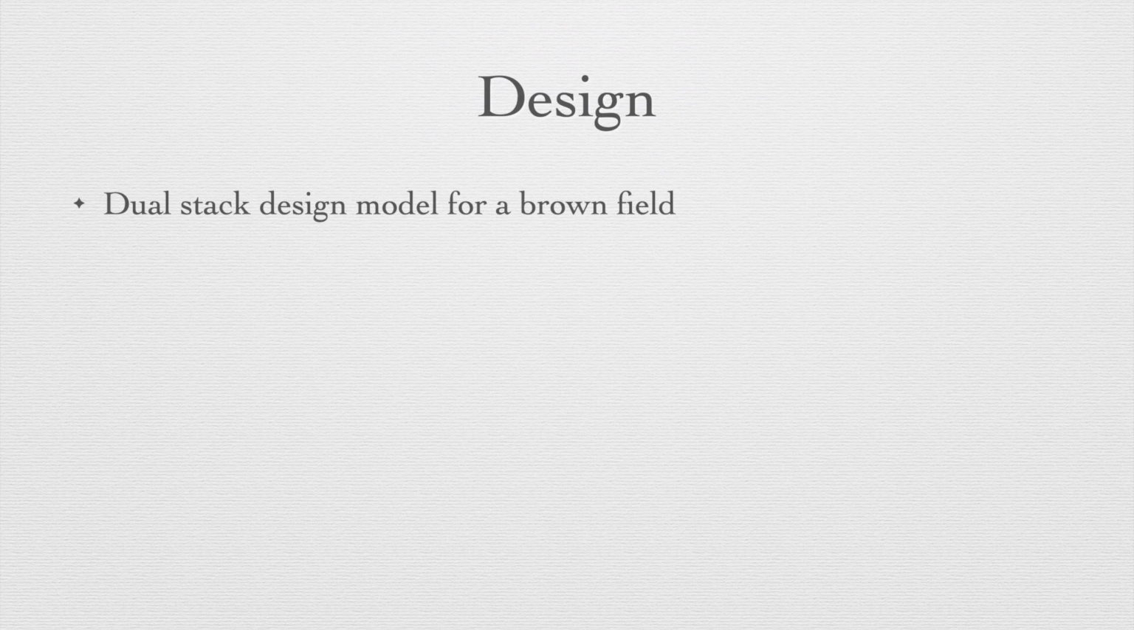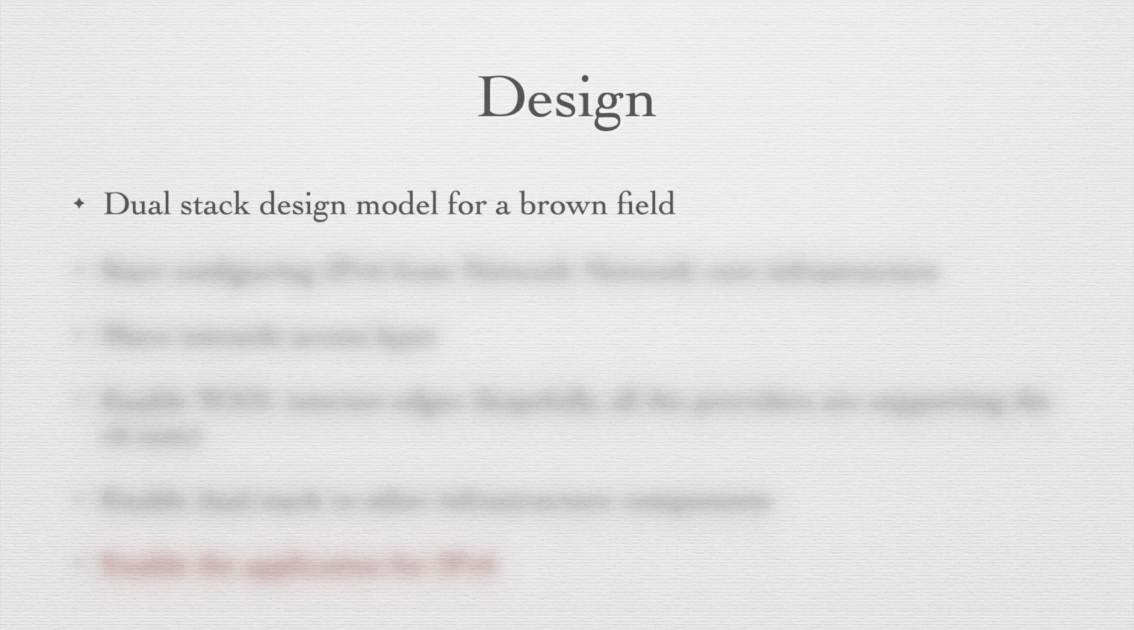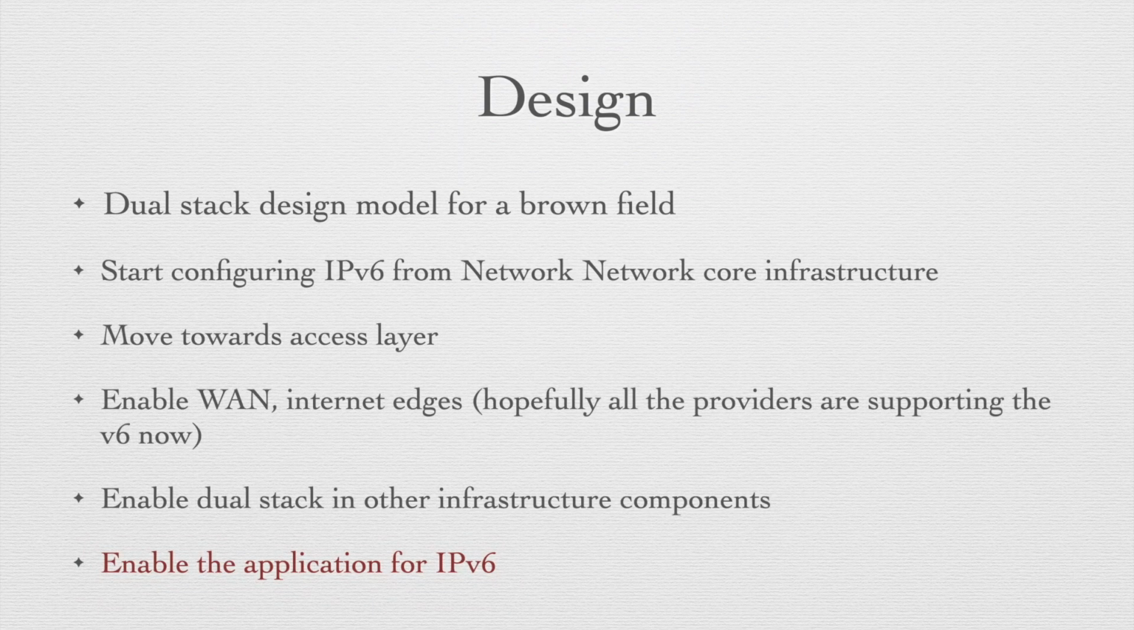In case you're not aware, dual stack means every IP addressable interface will be configured with both version 4 and version 6 addresses. So start with enabling version 6 in the network core infrastructure and move towards the access layer. Then enable version 6 in your WAN and internet edges in a sequential way. Hopefully all the providers are supporting version 6 now. Then move on to upgrading the other infrastructure components. This could be servers or storage or any other components.